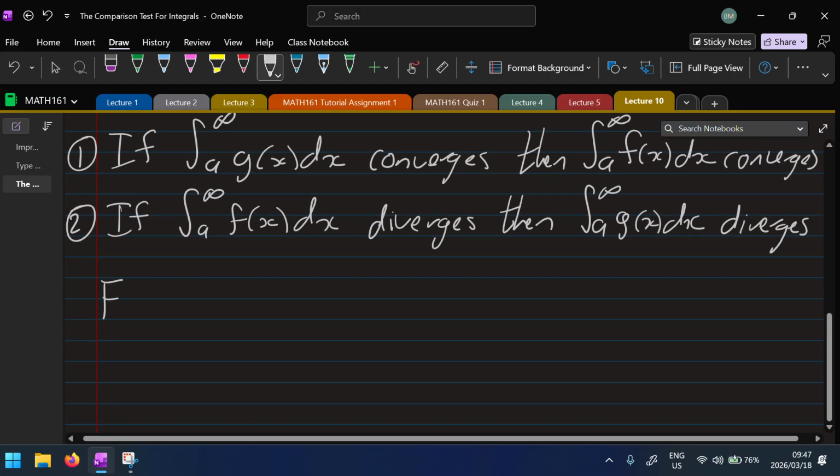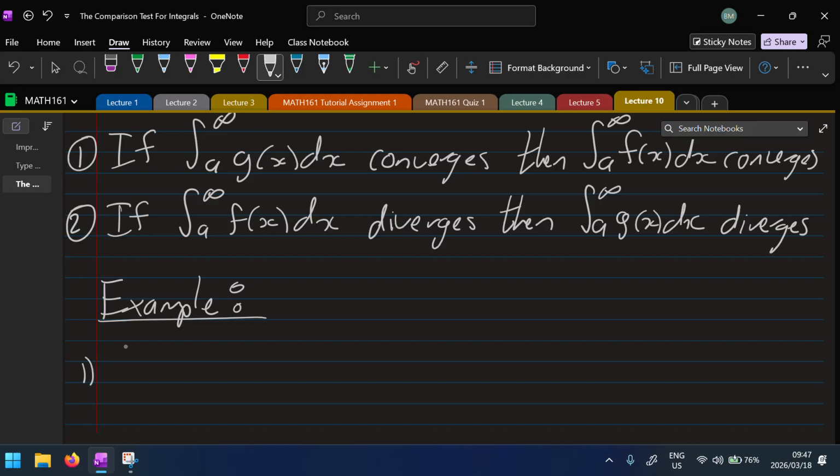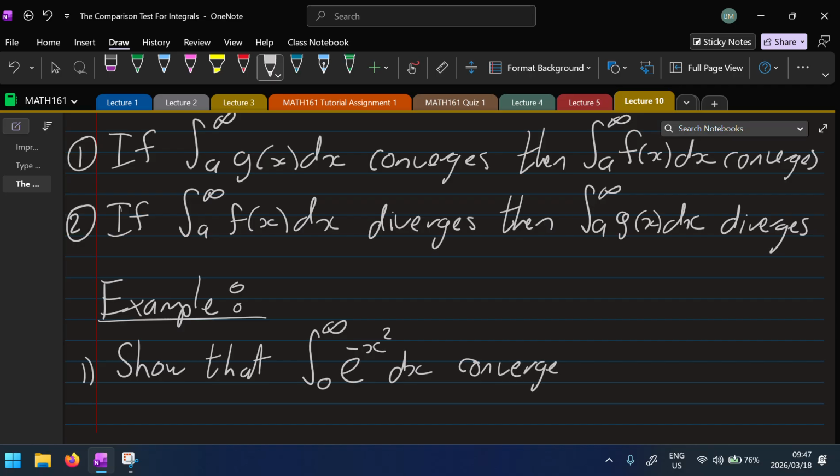So example. So number 1, show that the integral from 0 to infinity of e to the minus x squared converges. Okay, so that gives us the hint as to what we need to do. So we've got this integral. This one we cannot do just by ourselves, right? Integral e to the minus x squared. There's no u substitution you can do. There's no integration by parts you can do. There's nothing we can do with that.